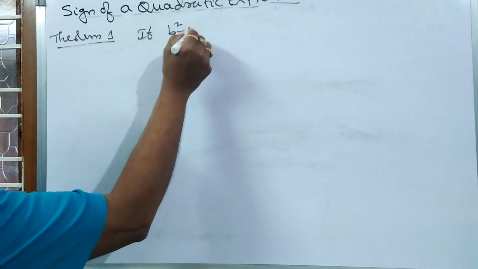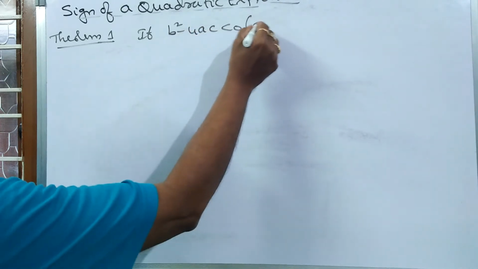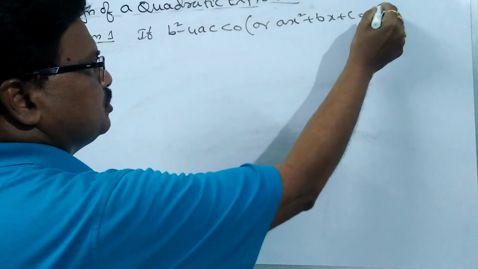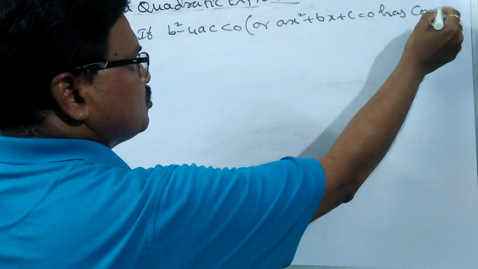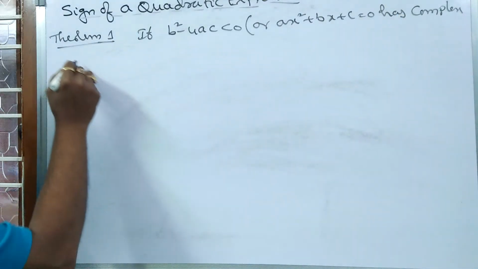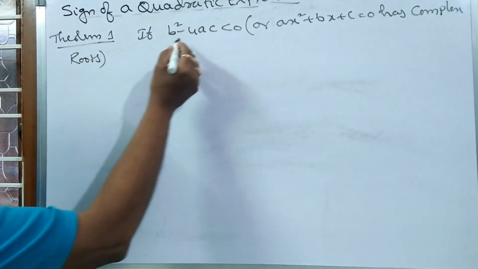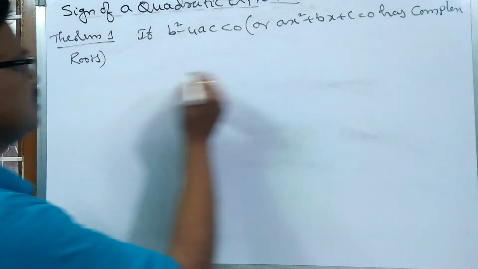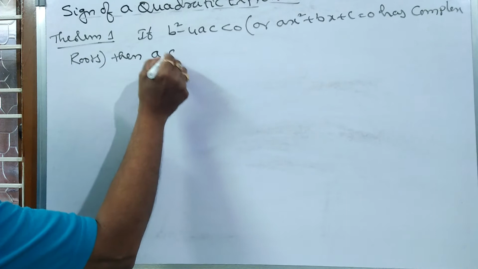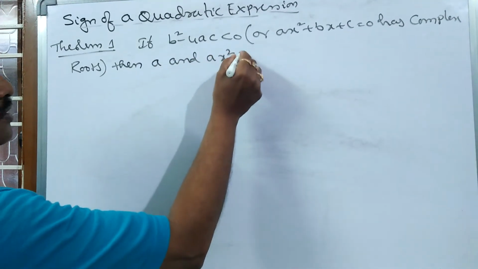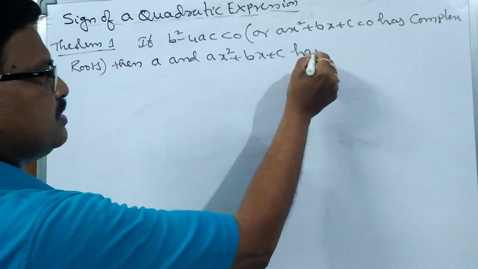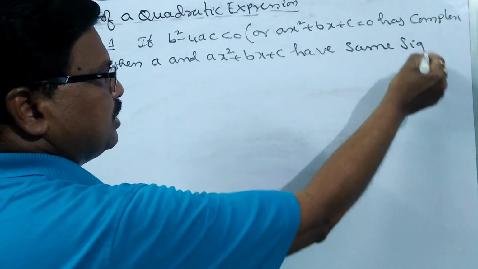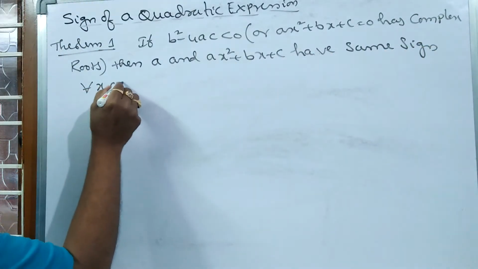If b square minus 4ac is less than 0, or it can be asked like this also: ax square plus bx plus c is equal to 0 has complex roots. If b square minus 4ac is less than 0, or ax square plus bx plus c is equal to 0 has complex roots, then a and ax square plus bx plus c have same sign for all x belongs to R.